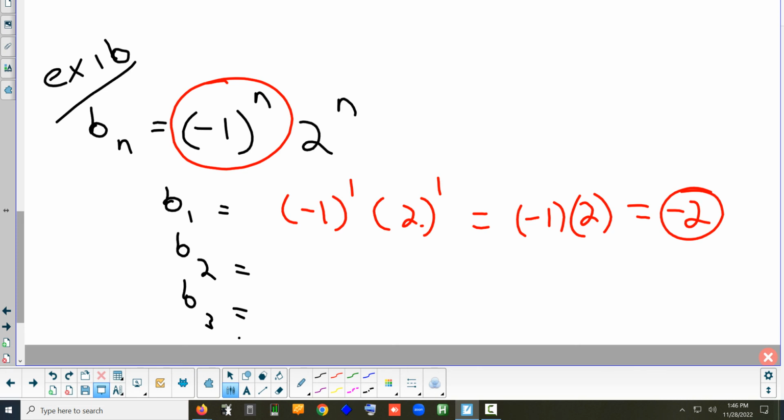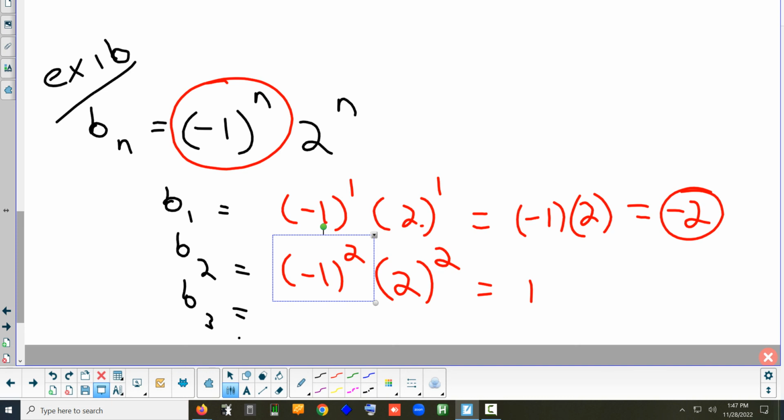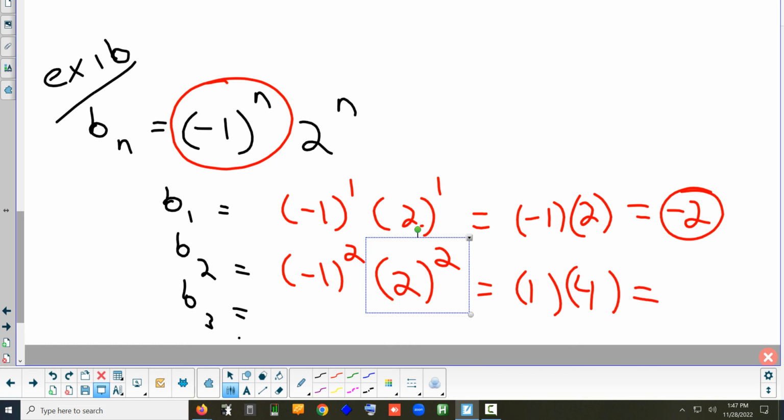All right, let's do the second term. Kiana, what am I going to plug in for n to find my second term? 2. So negative 1, change the n to a 2, and then 2, and change the n to a 2. Austin, what's negative 1 to the second power? 1. Good. And 2 to the second power? 4. And 1 times 4 is going to give me 4.